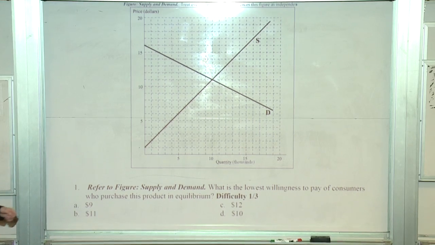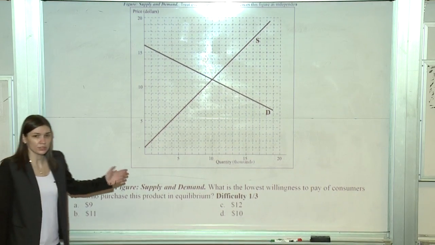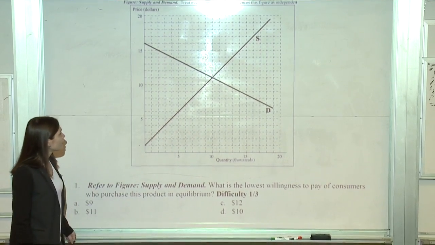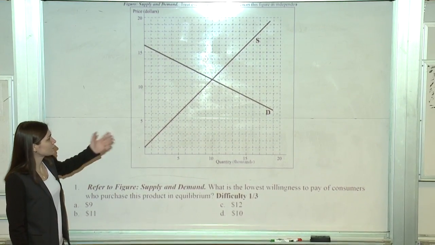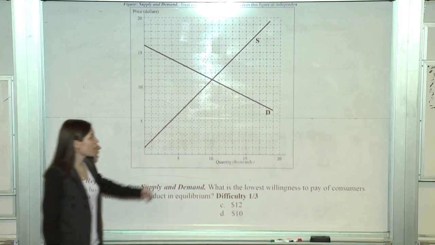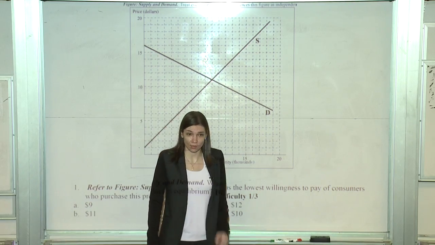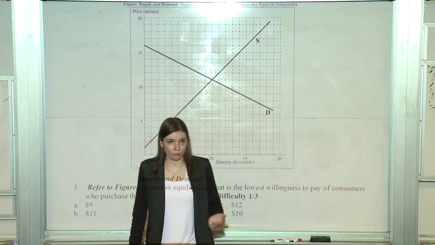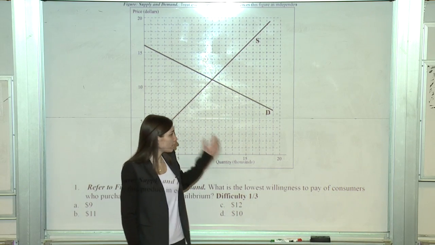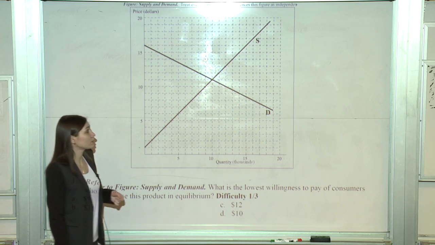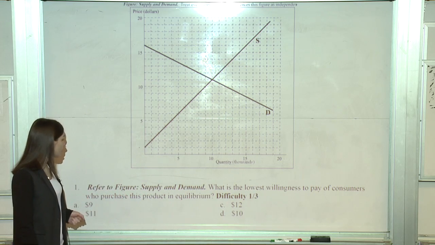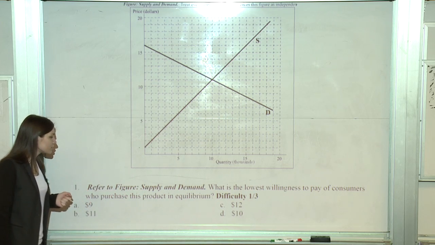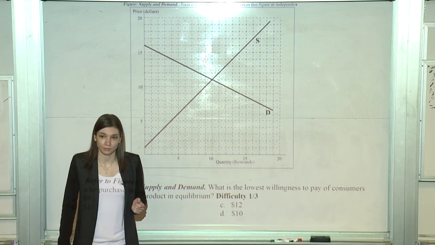All right, so the first 10 questions are going to be based on this graph. In this graph, you have the supply and the demand curve. You have the intersection point, which is the equilibrium point, that corresponds to a certain equilibrium price and equilibrium quantity. As we go, we'll be asked different questions about this graph. The first one is, what is the lowest willingness to pay of consumers who purchase this product in equilibrium?